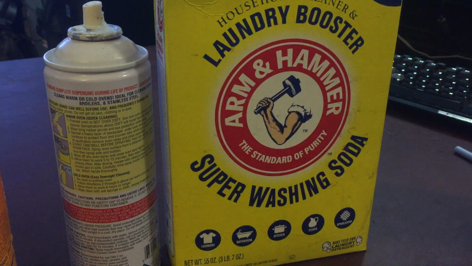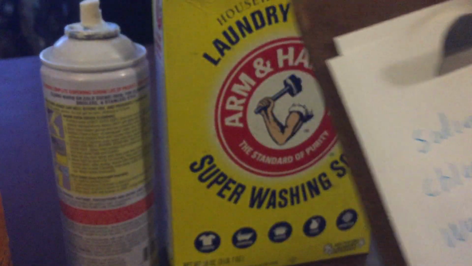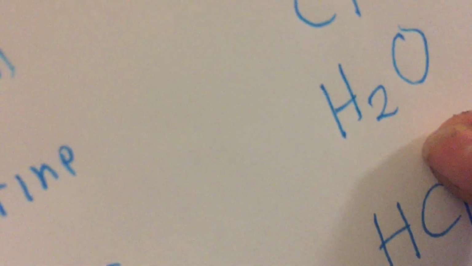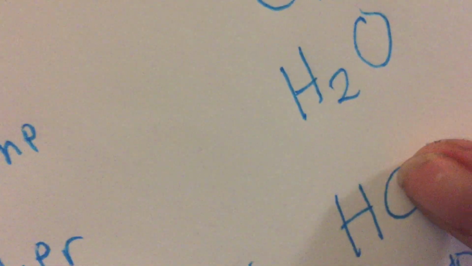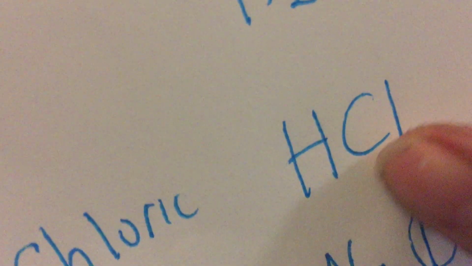Muriatic acid. Now, what is muriatic acid? It's also known as hydrochloric acid. Now, in chemistry, we use different names to represent different things. For example, H is hydrogen, and Cl is chlorine. Sodium is Na. Of course, we know water is H2O. O is oxygen. And here is the hydrochloric acid, HCl.